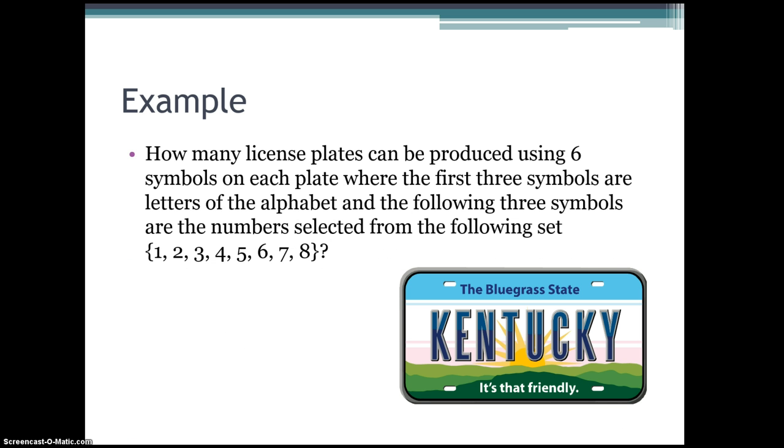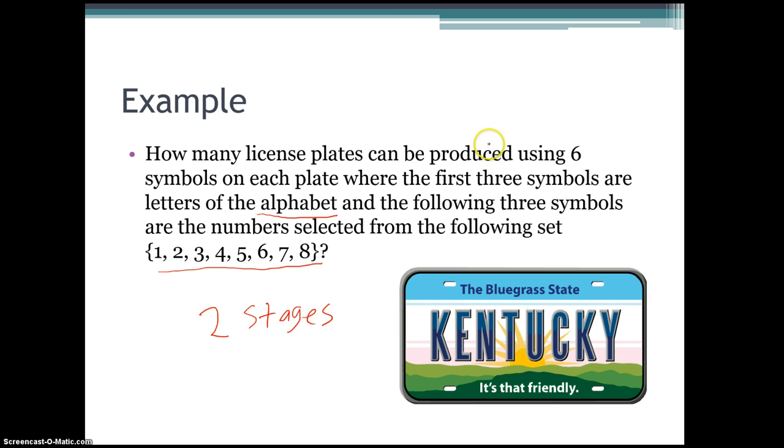So let's see if we can apply that to another example. How many license plates can be produced using the symbols on each plate where the first 3 symbols are letters of the alphabet, followed by 3 symbols that are numbers selected from the following list? Okay, so we're talking about letters in the alphabet, so how many letters are there in the alphabet? And then we're talking about the numbers in this list, so how many things are in this list? So we got 2 stages here. There's 2 stages to this experiment, basically.